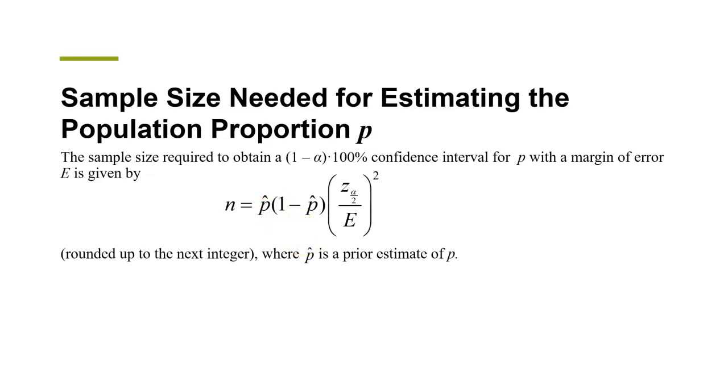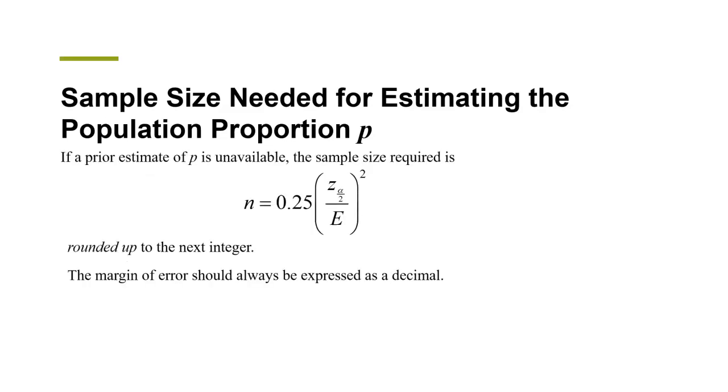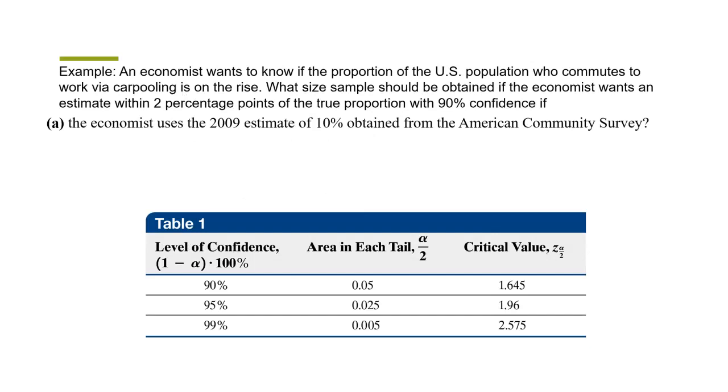There is a different formula that you use if you do not have a prior estimate. Your sample size is equal to 0.25 times the critical value divided by the margin of error squared. Notice this formula does not have a p hat in it. You always want to round these up to the next integer, and your margin of error should always be expressed as a decimal. So let's look at two examples.